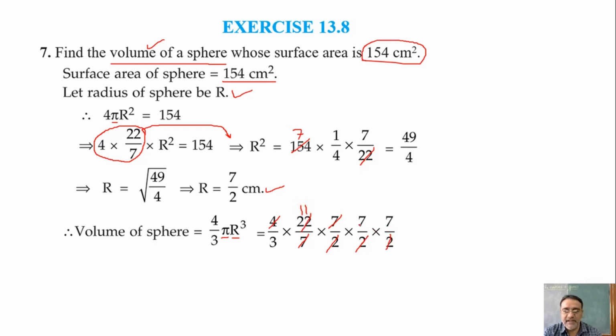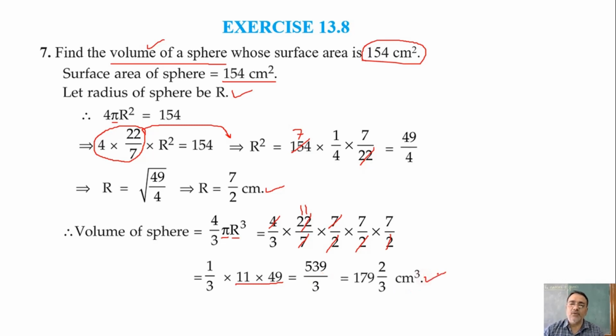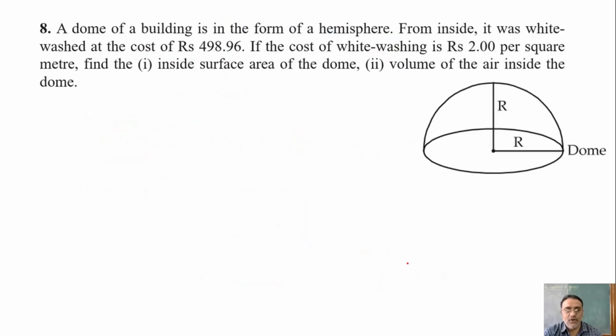So 1 upon 3, 11 into 49. 11 into 49 is 539 upon 3. If you divide by 3, you will get 179 with 2 remainder. So in mixed fraction, you can write 179 2 by 3 centimeter cube. If you want to write in decimal form, 179.67 centimeter cube approximately. So any doubt in this question? No, sir. Okay, so now we'll move towards question number 8.